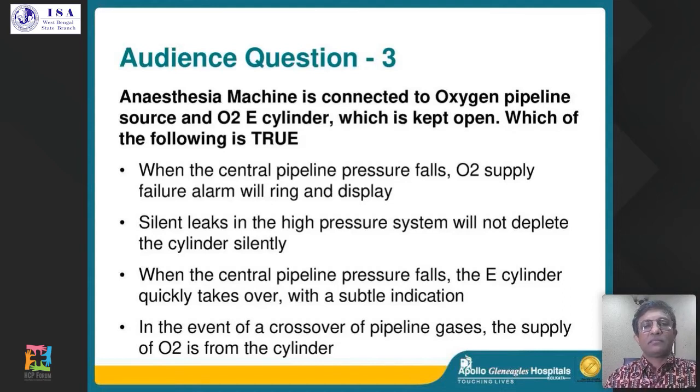Is it when the central pipeline supply falls, the O2 supply failure alarm will ring and display? Silent leaks will not silently deplete the cylinder. When the pipeline pressure falls, the E-cylinder takes over with a subtle indication. In the event of a crossover of pipeline gases, the O2 cylinder takes over. So please put in your vote and we will proceed to the next one in 5, 4, 3, 2, 1, and 0.